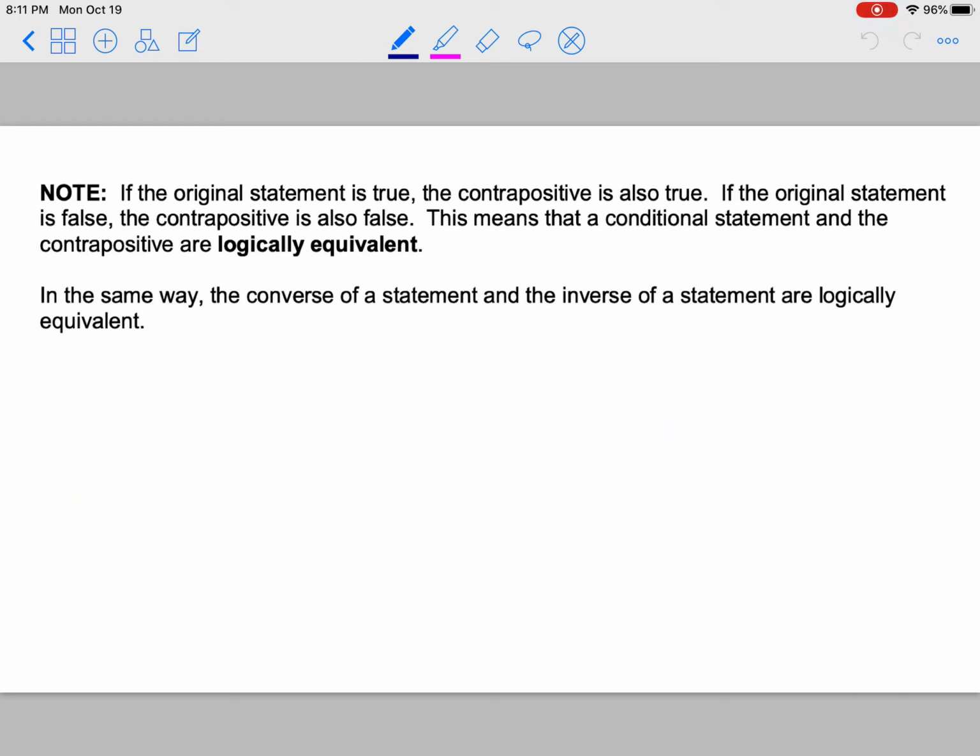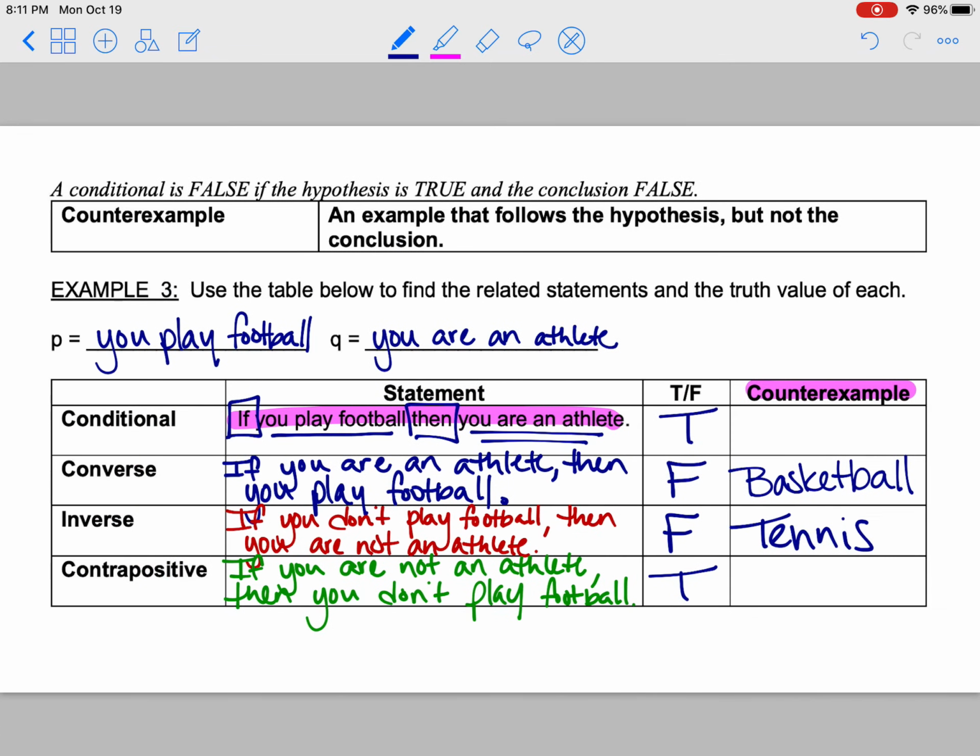Okay, now look at this for a minute. If we go back to our chart, we can see that our conditional statement was true and our contrapositive was also true. These two statements will always have the same truth value. If the conditional is true, the contrapositive automatically is true. If the conditional is false, so will the contrapositive. They will always have the same truth value. So you don't really even have to look at the contrapositive and read it. You know it's going to be the same as the conditional.